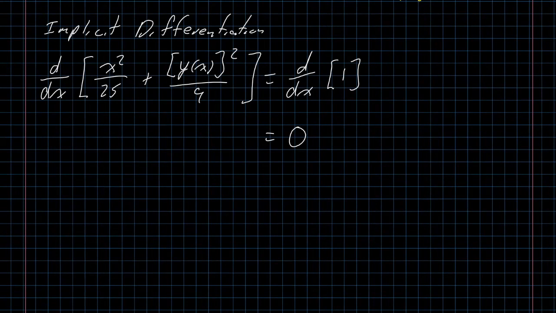The left-hand side gets messy. There's two pieces, so I can separate that out using linearity. So we'll have 1 over 25 times the derivative of x squared, which is 2x. Then we will have 1/9 times the derivative of y squared. Well, the derivative of something squared is 2 times that thing, so it'll be 2 times y, but y is a function of x. So we have to use the chain rule here and further differentiate. The derivative of y is y prime.